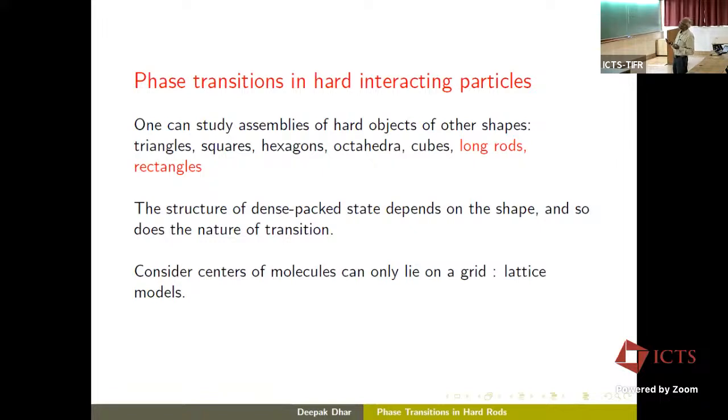Okay. So phase transitions in hard interacting particles: one can study assemblies of hard objects of other shapes, triangles, squares, hexagons, octahedra, cubes, long rods, rectangles. These are the ones we will study. But all these others have been studied as well. They are of interest and they show slightly different behaviors. The structure of the dense packed state depends on the shape, and so does the nature of the transition between these states. And so we will consider molecules that can only lie on a grid. So these are the lattice models. Onsager studied the continuum model.